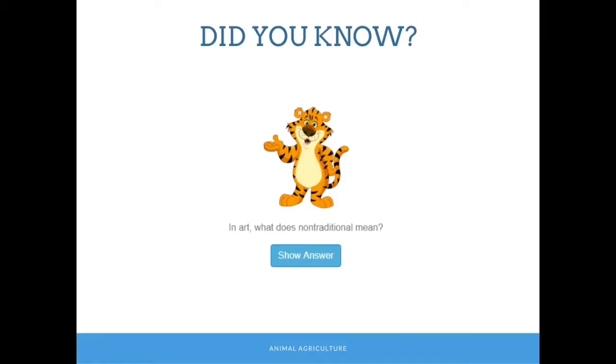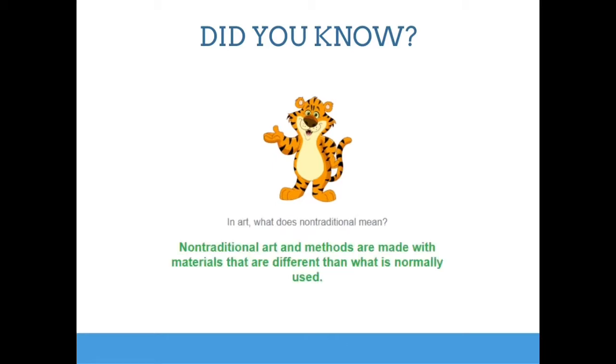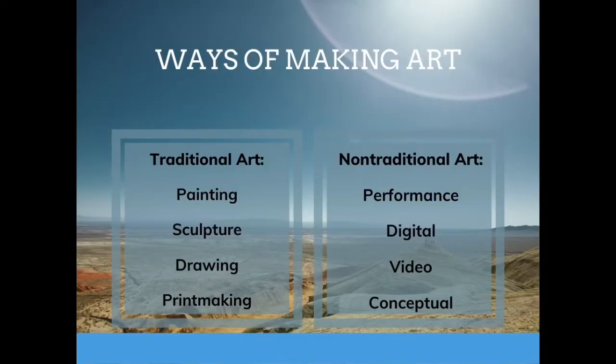In art, what does non-traditional mean? Non-traditional art and methods are made with materials that are different than what is normally used. Ways of making art: traditional art, painting, sculpting, drawing, printmaking; non-traditional art, performing, digital, video, conceptual.